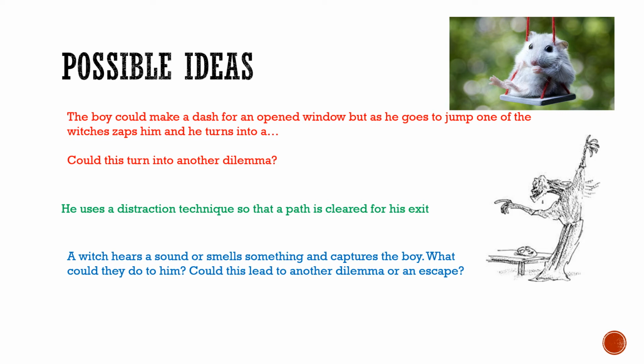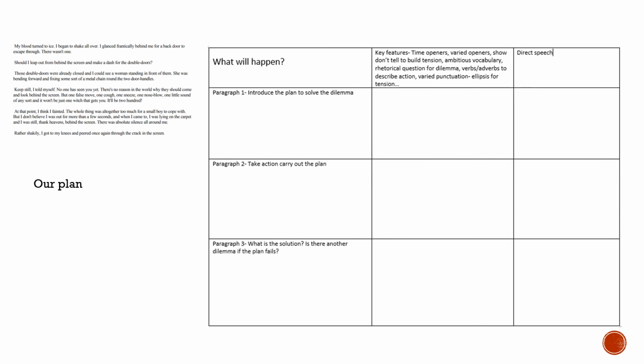Could that turn into another dilemma? Could your story have another dilemma at the end of it because of that? He uses a distraction technique so that the path is cleared for his exit. And the last one, a witch hears a sound or smells something and captures the boy. What could they do to him? And again, could this lead to another dilemma or another escape solution? It's a totally independent piece of work, so I'm happy for you to run if you've got some really good ideas. So then let's look at our plan.